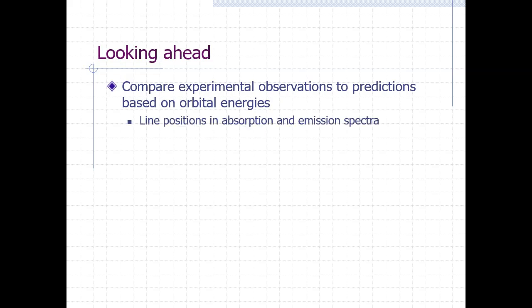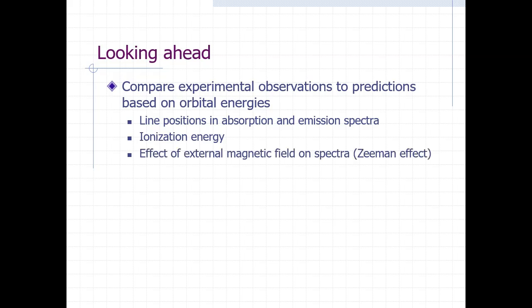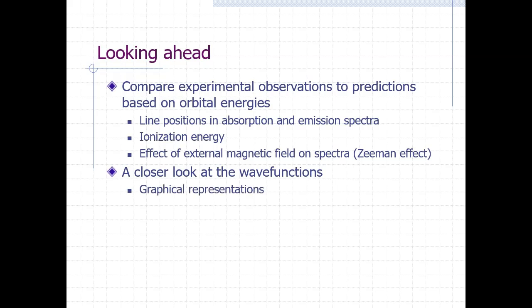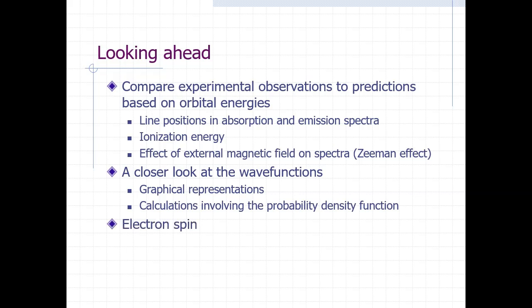In the next lessons, we will compare experimental observations to predictions based on orbital energies. Specifically, we will examine absorption and emission spectra, ionization energy, and the effect of magnetic field on spectra. We will also take a closer look at the orbitals. We will learn how they are graphically represented. We will also look at information from the probability density function. Finally, we will learn about electron spin and why it is needed for a complete quantum mechanical description of any atom or molecule.